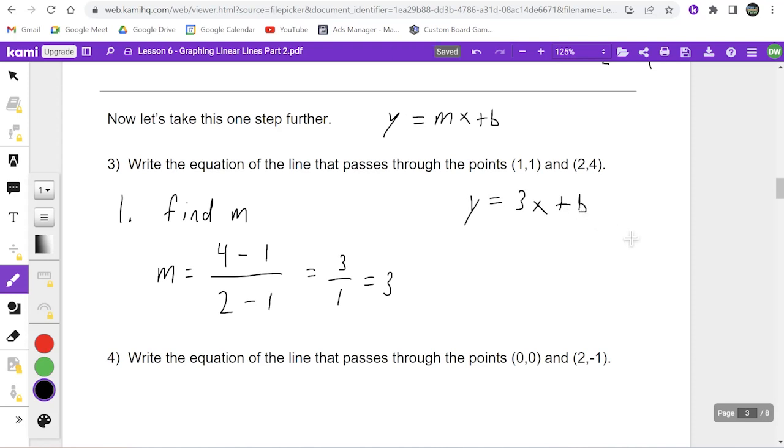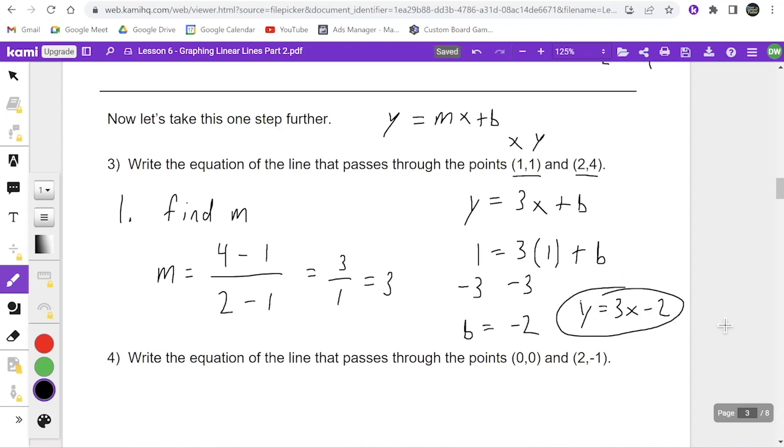The way you do that is you can choose the point you want to plug in for x and y. You can either choose 1 and 1, or you can choose 2 and 4. I think 1 and 1 are easier, and we're going to plug in 1 for x and 1 for y. So that means it's going to be 1 equals 3 times 1 plus b. And now to solve for b, I just have to subtract 3 from both sides. It looks like b is going to equal negative 2. And so then the final answer will be y equals 3x minus 2.